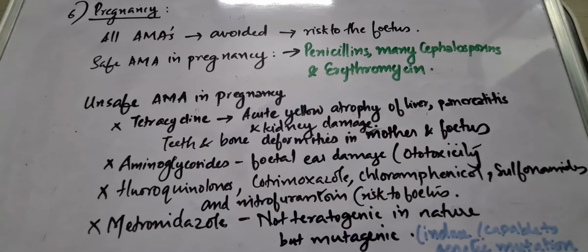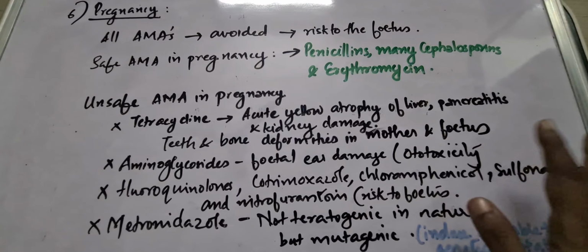Next factor is pregnancy. All antimicrobial agents should be avoided in pregnant women because of risk to the fetus. Safe antimicrobial agents in pregnancy are penicillins, many cephalosporins and erythromycin. Now let us see unsafe antimicrobial agents in pregnancy and what they cause. First one is tetracyclines. It causes acute yellow atrophy of liver, pancreatitis and kidney damage, teeth and bone deformities in both mother and offspring.